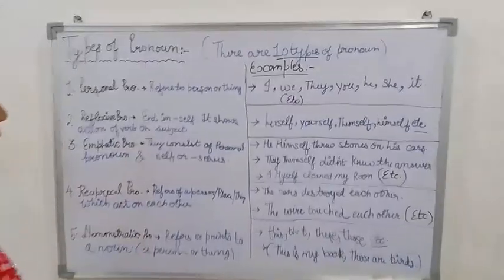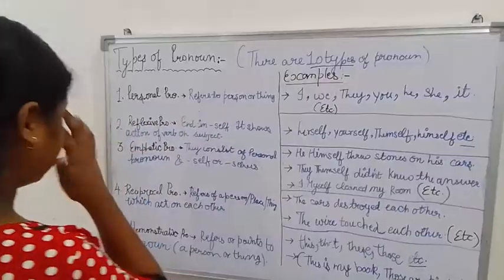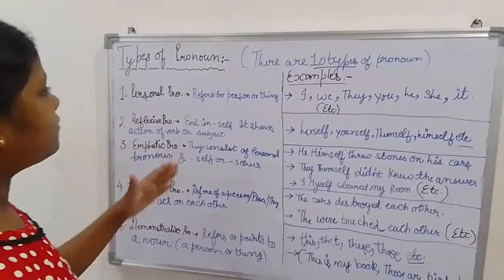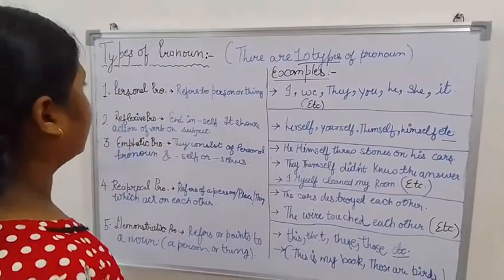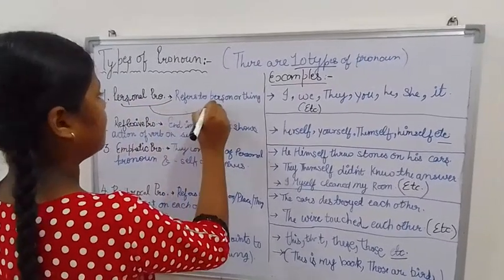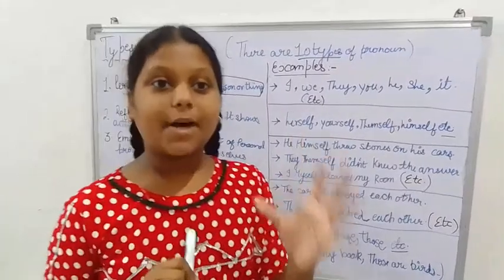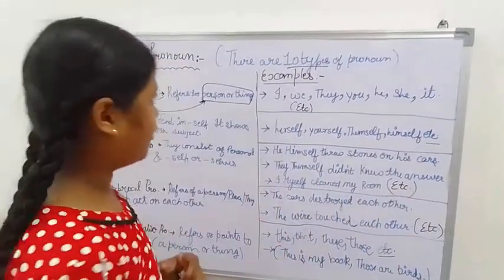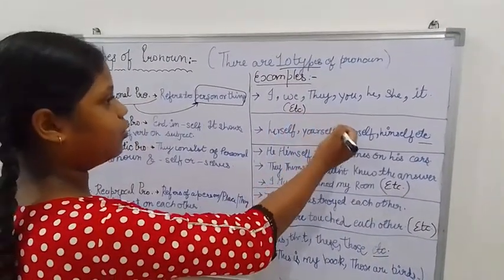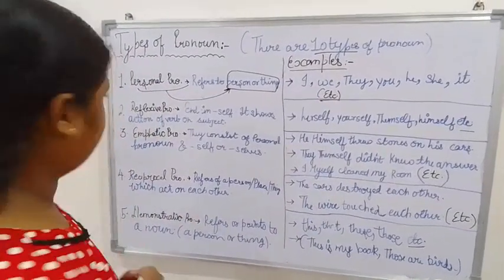Types of pronoun. Totally there are 10 types of pronoun. First is personal pronoun. It refers to a person or a thing. The key word to learn personal pronoun is person or a thing, meaning an individual person or a thing. For example, I, we, they, you, he, she, it, etc. So this is very easy to learn.